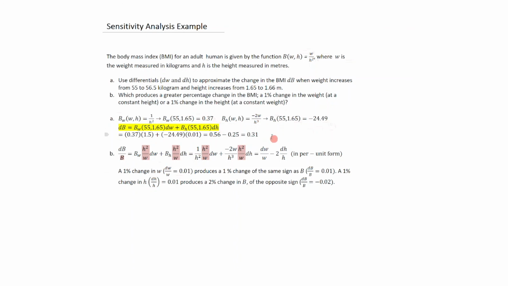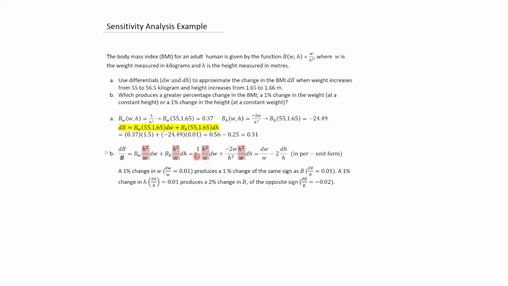All right, now let's take the same expression and put it in per unit form. In this case what I'm doing is dividing through by B on both sides. So here, for instance, if you divide through by B, you'll have dB over B. If you divide the partial derivative by B, there is the resultant of 1 over B, and this is going to be the resultant of 1 over B over here. Now you take the expressions that you already developed, the partial with respect to w, which is here, and the partial with respect to h here, and you substitute those here.